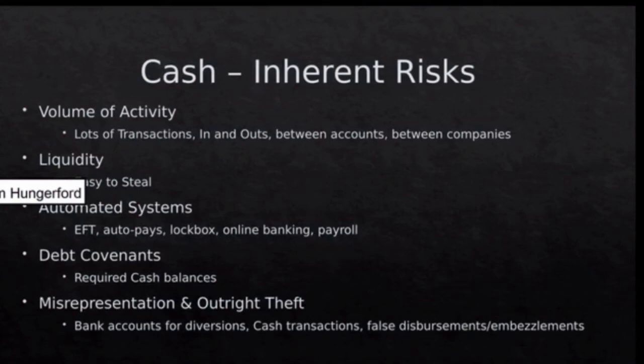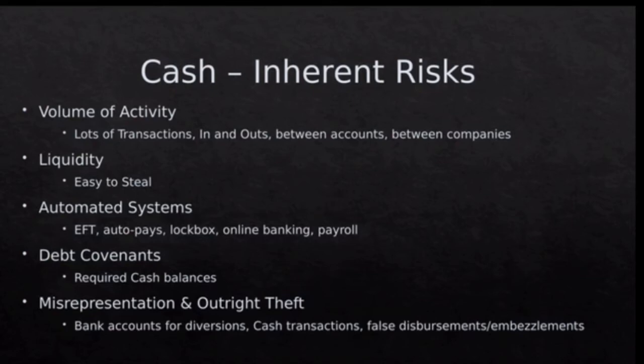When it comes to cash, there are lots of inherent risks. One of the biggest ones is the volume of activity. You'll go into a client to do an audit and you'll see tons of transactions, lots of ins and outs, maybe even between accounts, maybe even between subsidiary companies. If you look at some of the car dealerships around, you'll notice that a lot of them have the same name, yet they'll have Dodge, Ford, Subaru. Well, there's a lot of transfers of both cars and money that go between those companies. So that's something that can be overwhelming at times.